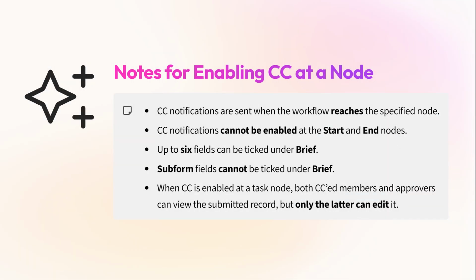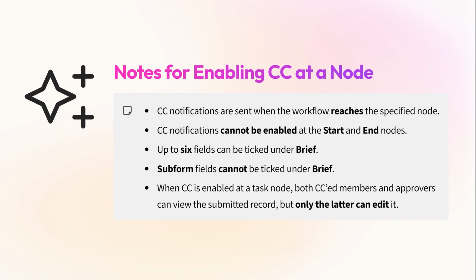Here are some notes. CC notifications are sent when the workflow reaches the specified node. CC notifications cannot be enabled at the start and end nodes. Up to 6 fields can be ticked under Brief. Subform fields cannot be ticked under Brief. When CC is enabled at a task node, both CC'd members and approvers can view the submitted record, but only the latter can edit it.